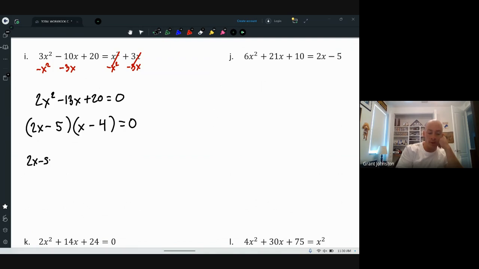Now I'm going to set each equal to 0. 2x minus 5 equals 0. x minus 4 equals 0. I'm going to do the right one first. It's a bit easier. Add 4 to both sides, I get 4. The second one, I would add 5 to both sides and then divide by 2. So I'd get 5 over 2.